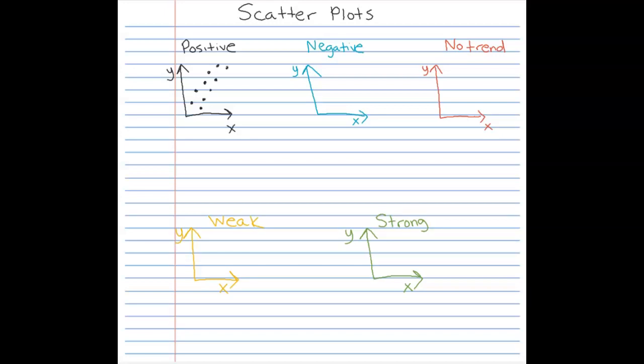Now, scatter plots can run a couple of different ways. They could run in this way where it would be positive, where it's going in the positive direction, up and to the right. They could also be going in the negative direction, where it looks like it's going down and to the right. Remember, we never talk about it going left.